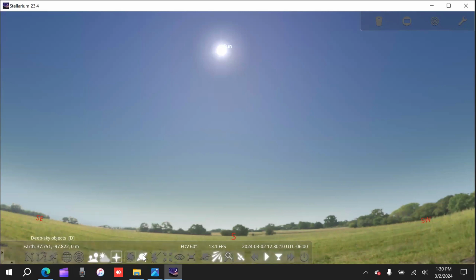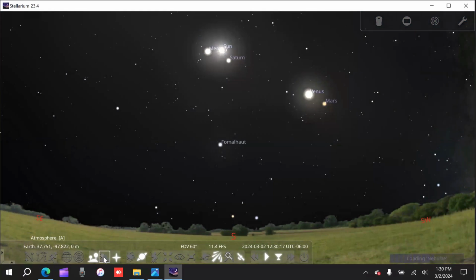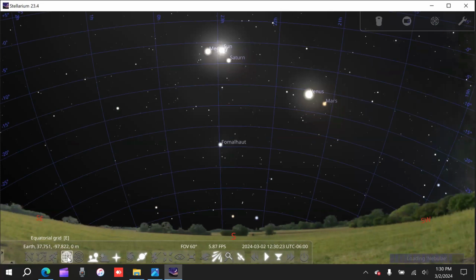So you kind of hover over the bottom, and you have some options you can turn off here. I am going to turn off the atmosphere so we can see the stars. And I'm going to turn on the equatorial grid lines. Okay, you got two different kinds of grid lines. You got these green ones, but I don't really do anything with them.